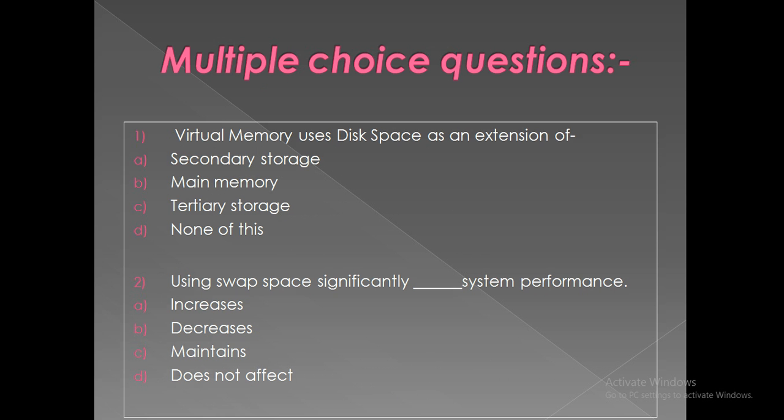Now some multiple choice questions on our topic, swap space management. There are 5 multiple choice questions given in this video. First: virtual memory uses disk space as an extension of which of these options: secondary storage, main memory, tertiary memory, none of these. Second: using swap space significantly blank system performance: increases, decreases, maintains, or does not affect.